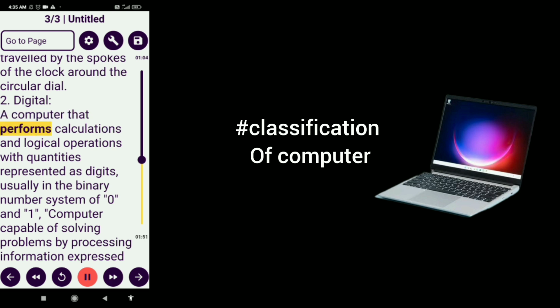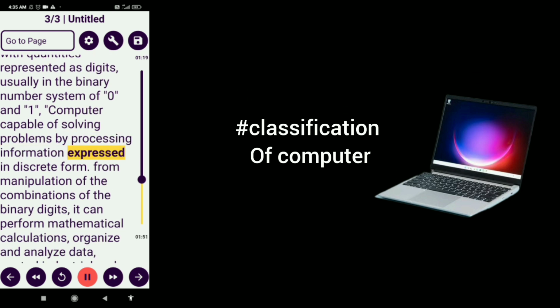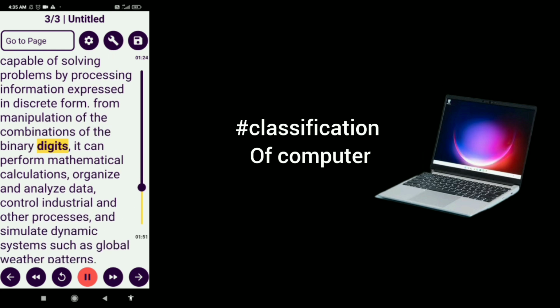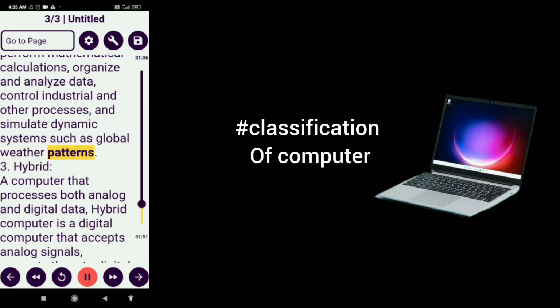2. Digital. A computer that performs calculations and logical operations with quantities represented as digits, usually in the binary number system of 0 and 1, capable of solving problems by processing information expressed in discrete form. From manipulation of the combinations of the binary digits, it can perform mathematical calculations, organize and analyze data, control industrial and other processes, and simulate dynamic systems such as global weather patterns.